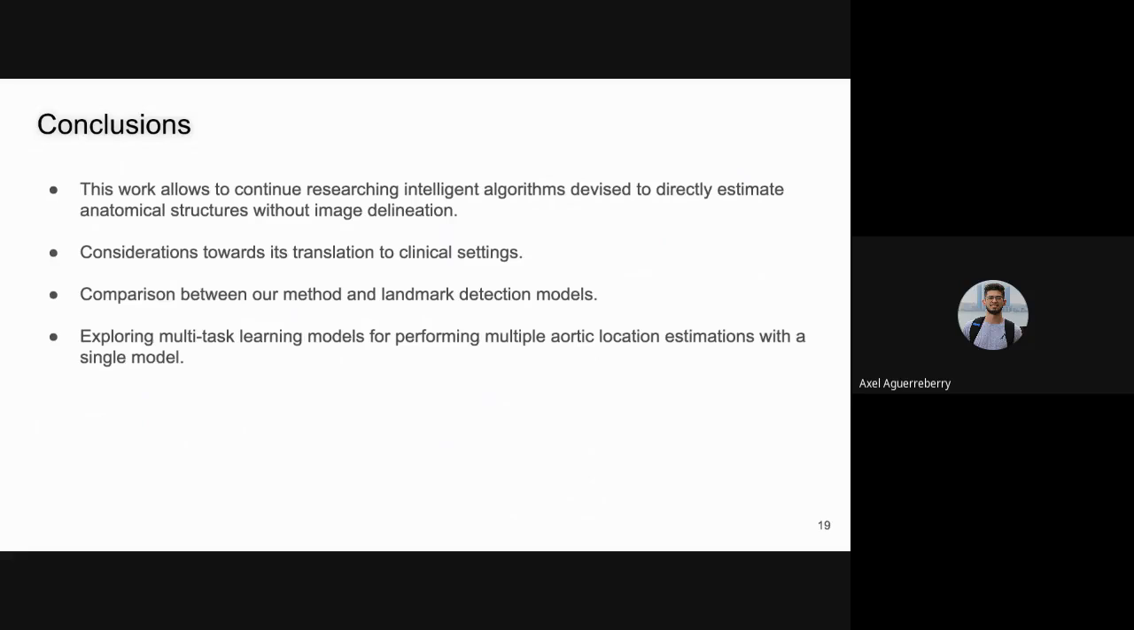This work allows us to continue researching intelligent algorithms devised to directly estimate anatomical structures without image delineation. There are many considerations towards its translation to clinical settings. We aim to improve the model performance by making use of problem-specific data augmentation, and we also aim to incorporate anatomical localization into the convolutional network.